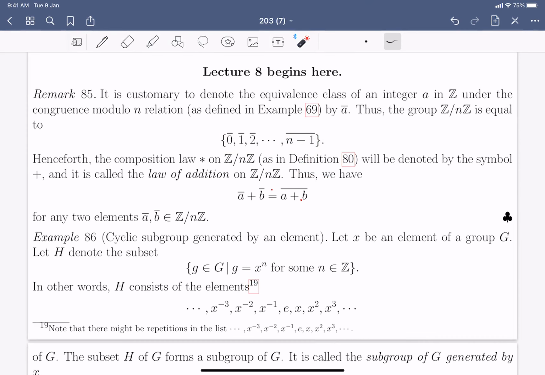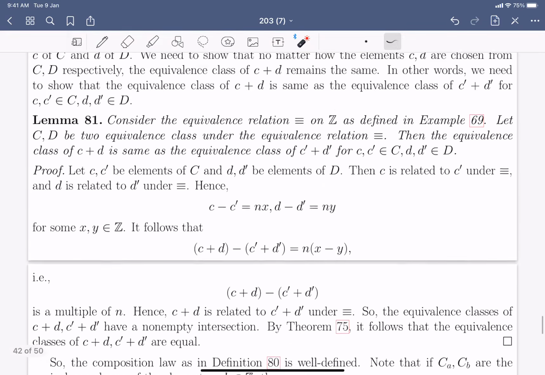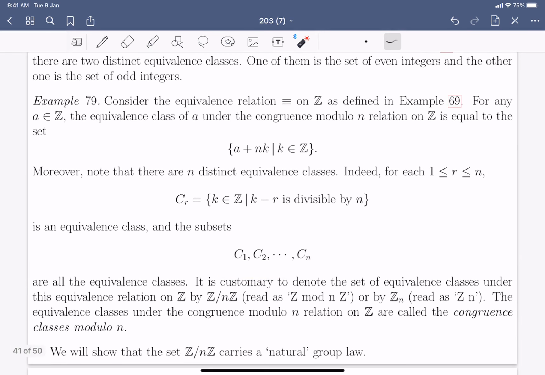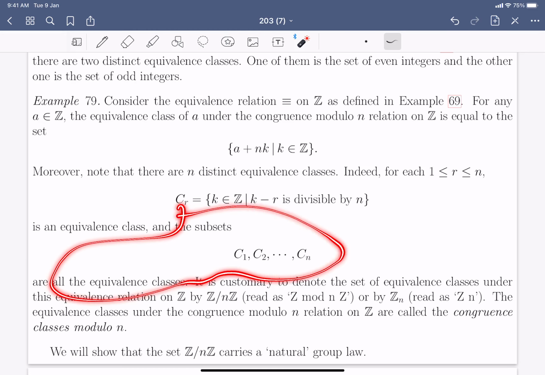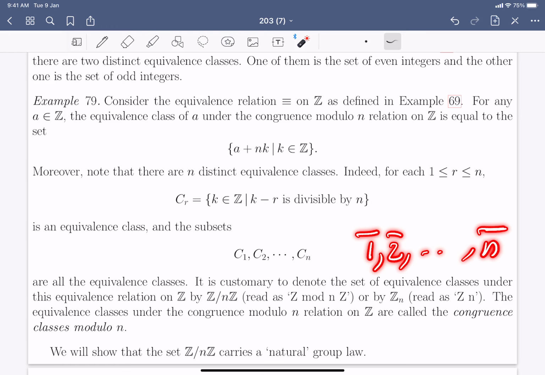So there are n elements inside this group Z mod nZ. One can show that it is equal to 0 bar, 1 bar, 2 bar, and n minus 1 bar. This is something we have already stated in the previous lecture, though we stated it a bit differently. It states that the subset C1 up to Cn, the equivalence classes of 1, 2, 3, 4 till n, are in fact all the distinct equivalence classes. So here you have 1 bar, 2 bar, all the way till n bar.